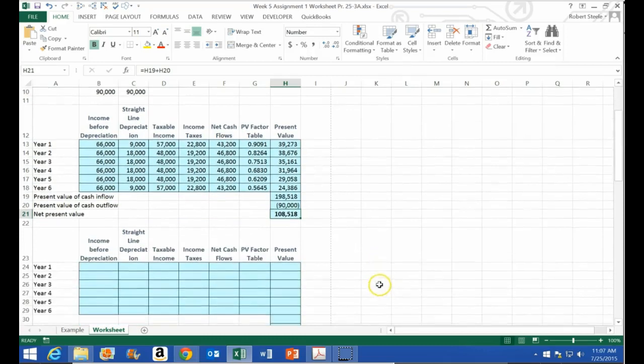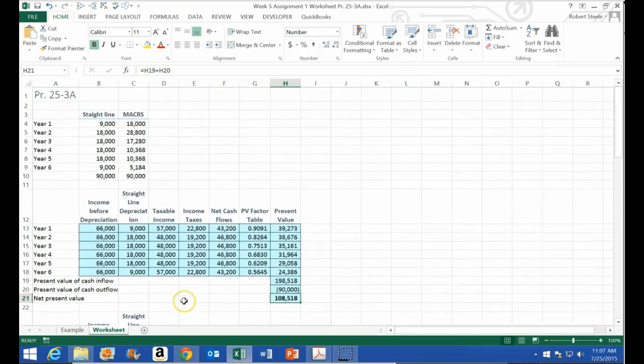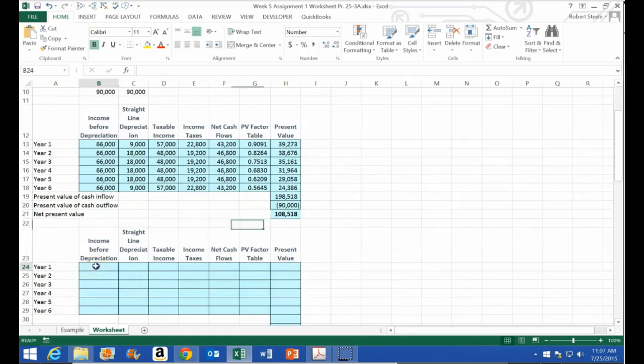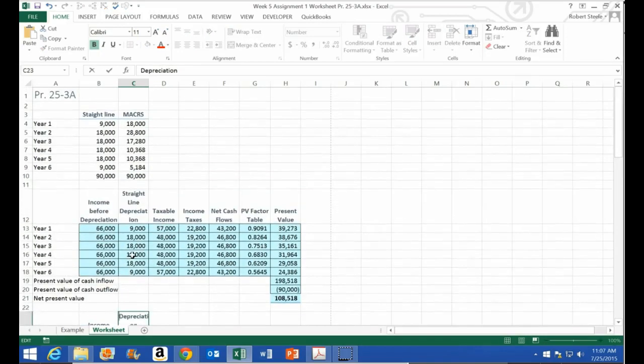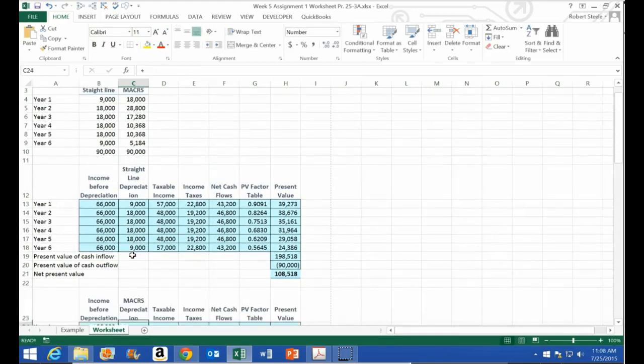So if we did the same thing with comparing that to the makers, so let's just put in the depreciation for makers. We're going to say it's the same 66 here. That's how much income that we are going to be generating. And then the straight line should now be not straight line. It should be makers. And this is the tax depreciation.